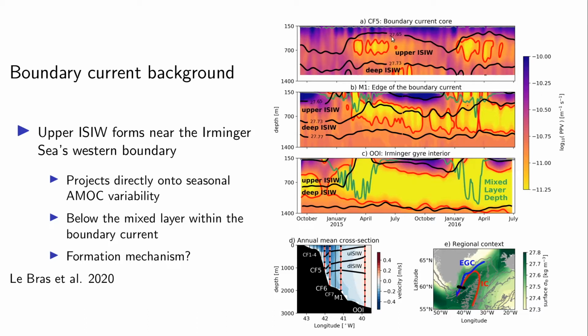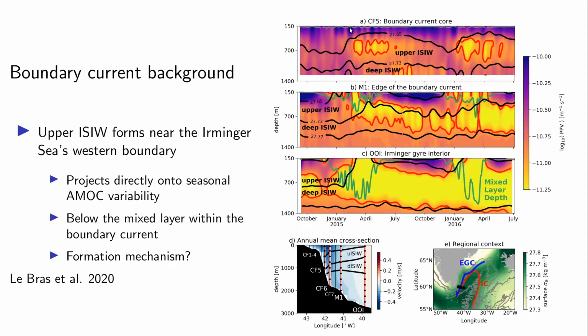And so in this top panel here, I'm showing PV in color, and you see these seasonal pulses of low PV water in the boundary current. And a few intriguing things about this is that we see these pulses in the boundary current below the mixed layer. So this tiny gray line that you can't really see here is the mixed layer in the boundary current.